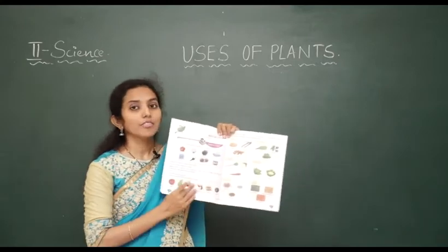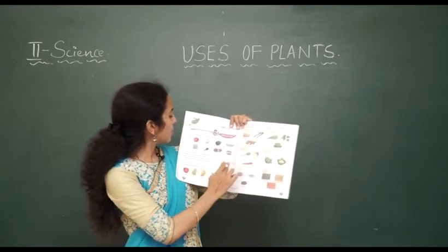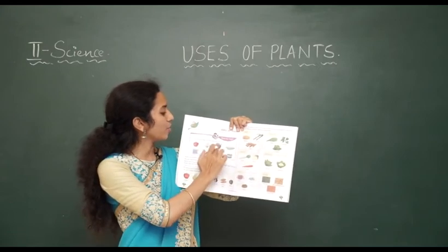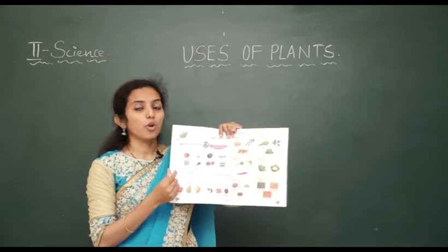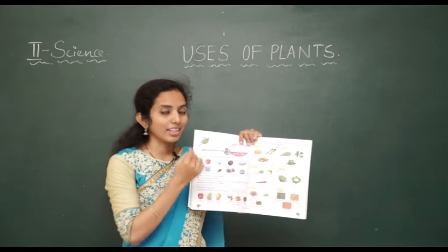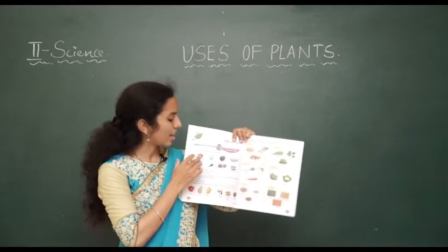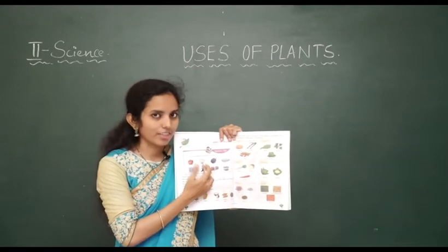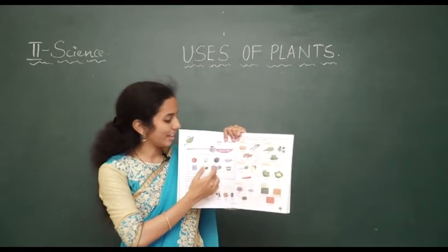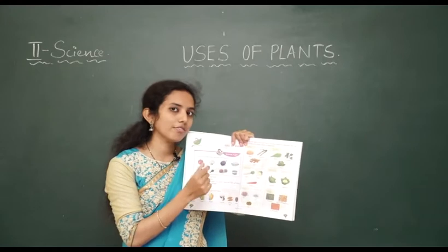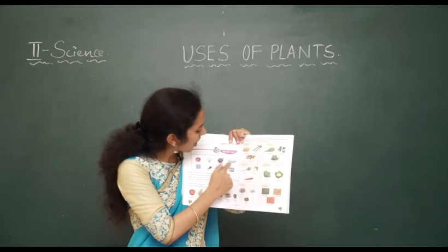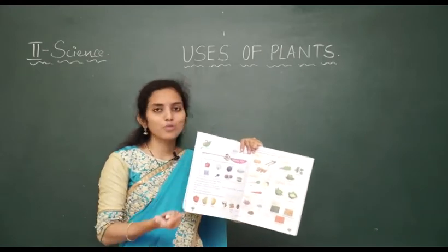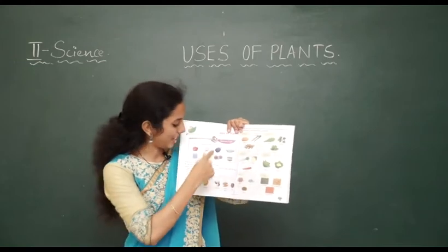So here we are given some pictures. Circle the things that we get from plants. So what we have to do? Circle the things that we get from plants. Apple we get from plant, so circle it. Cotton we get from plant, circle it. Brinjal we get from plant, circle it. And rice, that also we get from plants, so circle it.